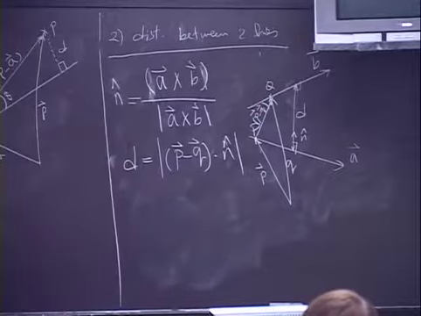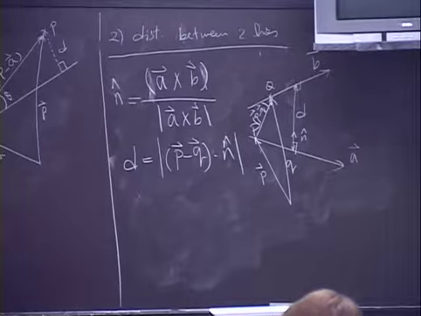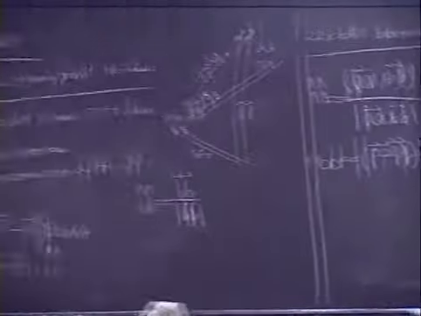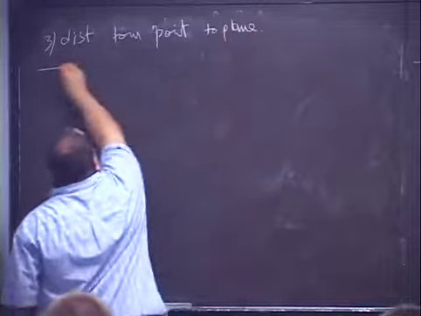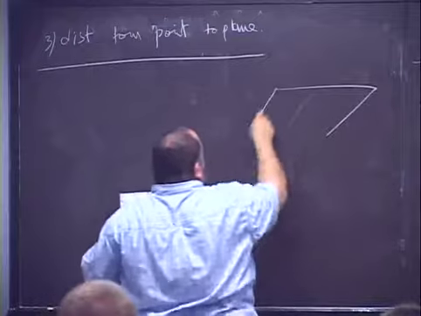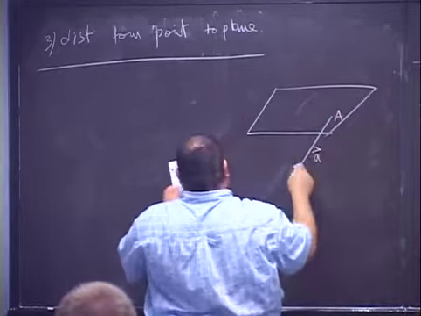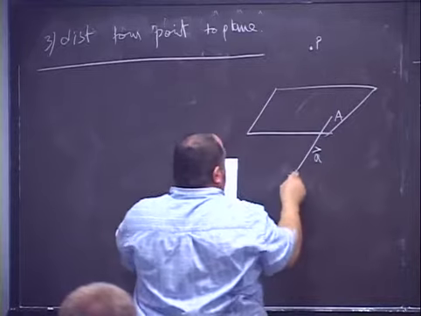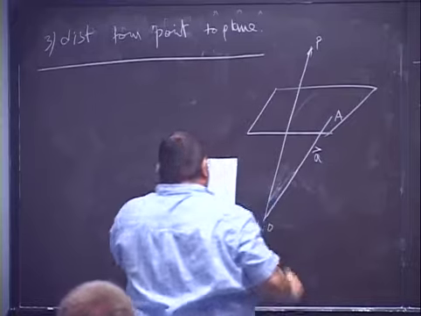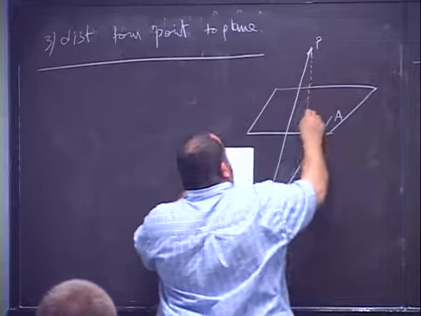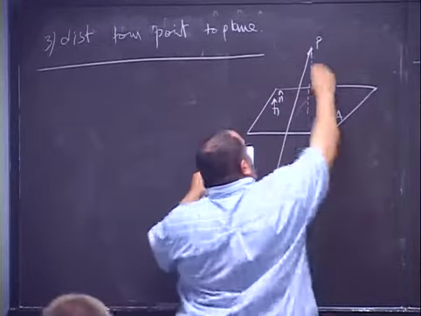So now let's look at the distance from a point to a plane. So we got the distance from point to line, distance between two lines, and now distance from point to plane. Again, here is the plane, and we have a point A with position vector A. We have a point here, P, with position vector P. And we want to get this distance, which is D, and this is the normal to the plane.